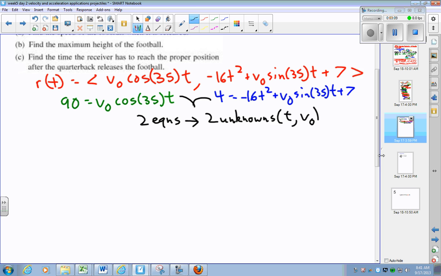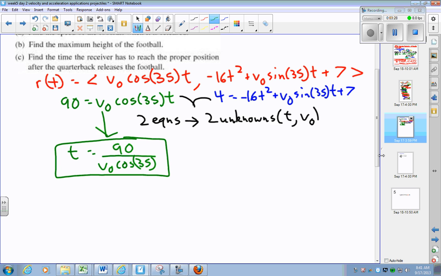Okay, but I could do substitution, and I'm going to use the green guy first, and I'm going to solve this guy for t. I'm going to get 90 over v naught cosine of 35, and there's my t. And if that's my t, I can take that t and I can plug it in to the green, or sorry, into the blue. So we'll use that and we'll plug it in.